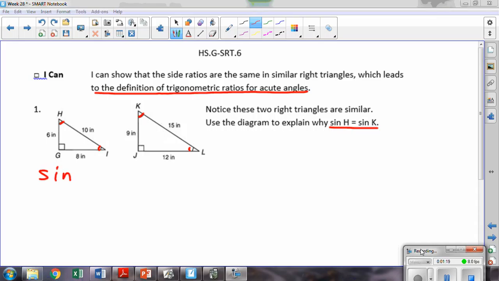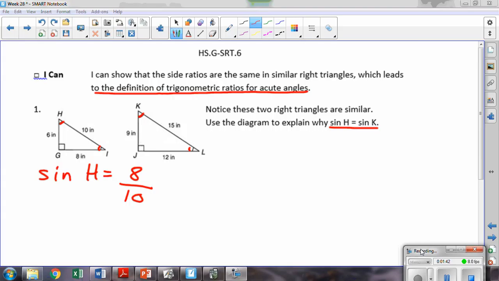First observation I'm going to write up. What is the sine of H? Okay, we know sine is opposite over hypotenuse. So what is the opposite of H? That's 8. And the hypotenuse is 10. Okay, that's where we get our sine.